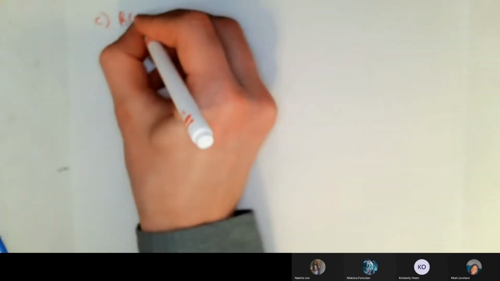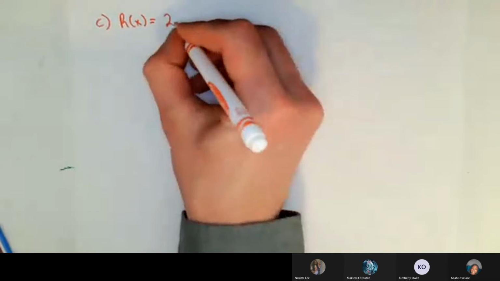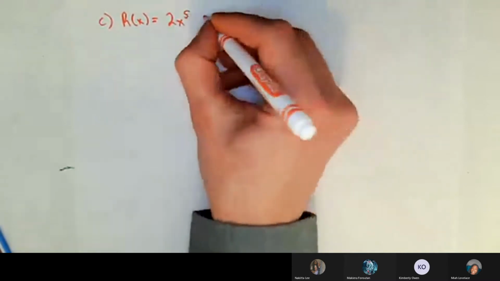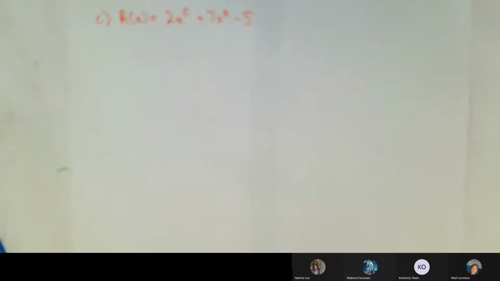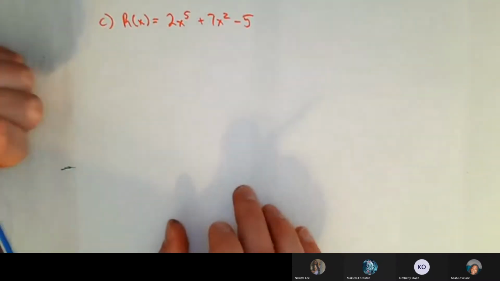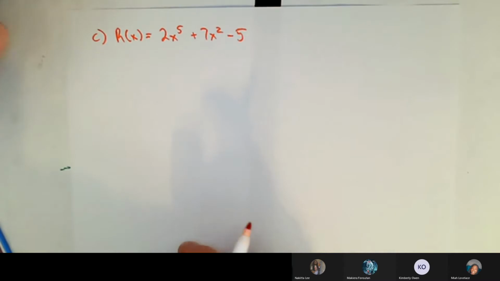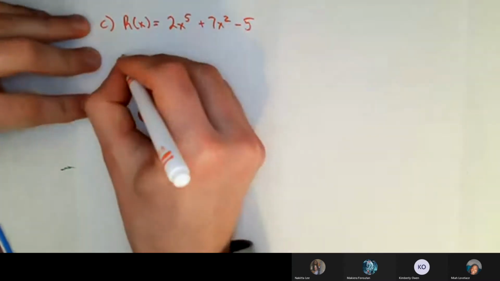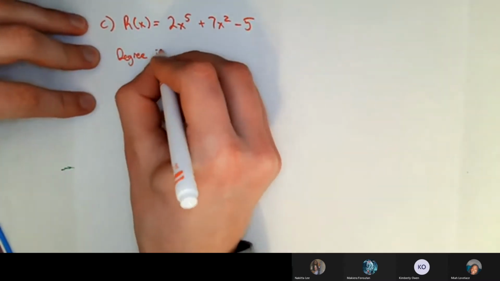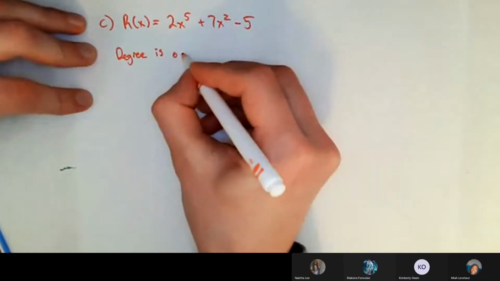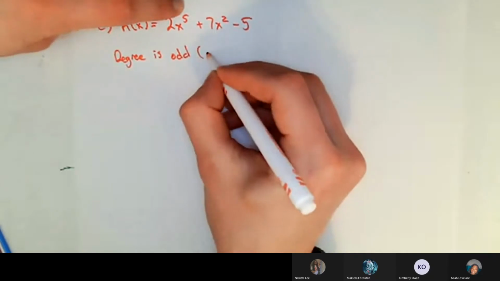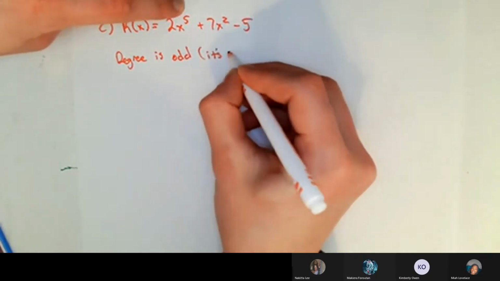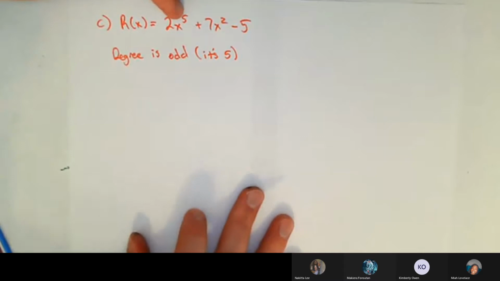So part C was R of X, 2x to the 5th plus 7x squared minus 5. Well, there's no funny business going on here with us having to unpack it to find the leading coefficient, leading term, and all that. We see straight away that degree is even. What? No, degree is odd. Sorry. What was I thinking? Degree is odd. The 5, right? That 5 right there. That's the degree.